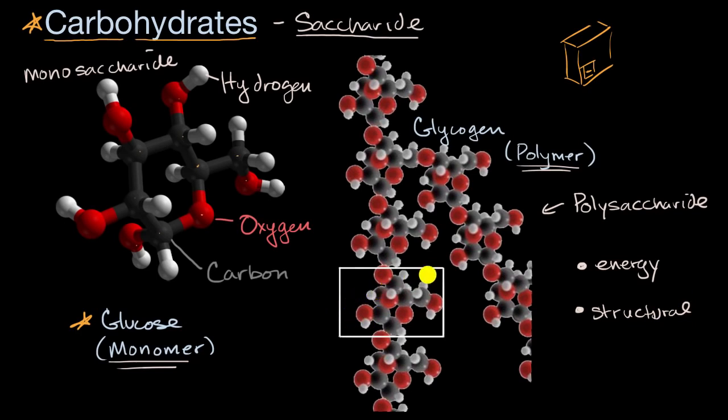Now, I will leave you there. We have focused only on one type of monosaccharide in glucose and only on one type of polysaccharide in glycogen. As we will see, glucose does show up a lot, but there are many other types of monosaccharides, and there are many other types of polysaccharides.